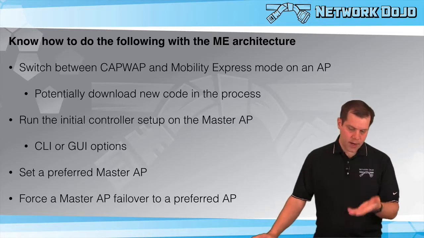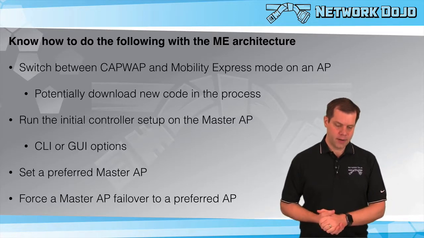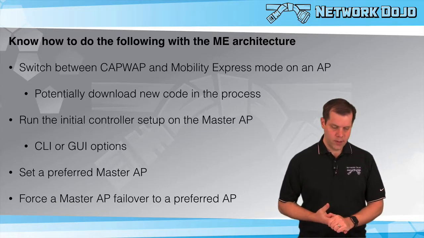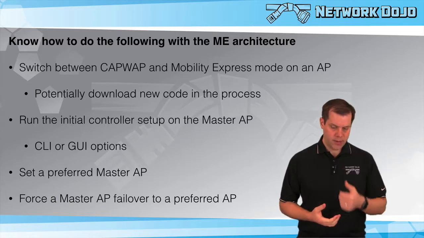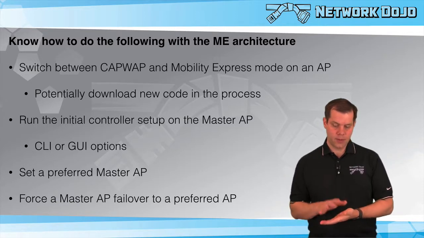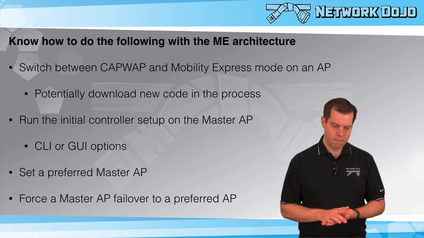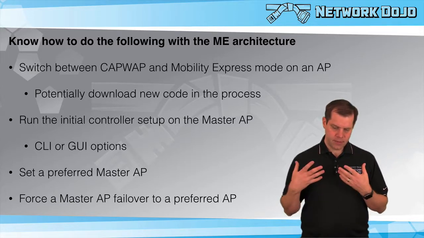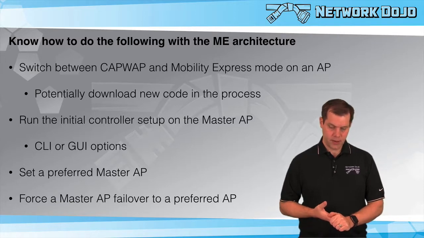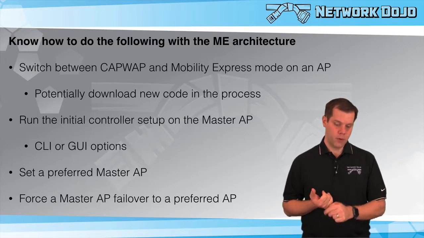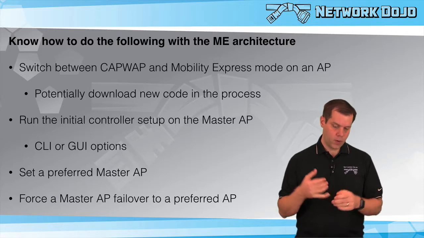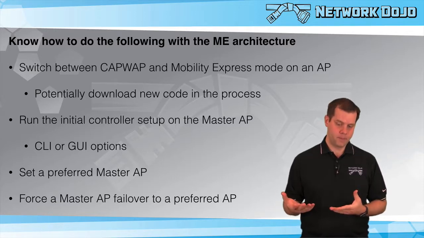All right, so when we talk about building this Mobility Express architecture, here's the basics that we need to know how to do within our APs. We need to know how to switch an AP between being in CAPWAP mode or being in Mobility Express mode. An AP that has Mobility Express code on it can be told to be either a regular AP, which would be CAPWAP mode, and if it's in CAPWAP mode, it will never be Mobility Express capable.